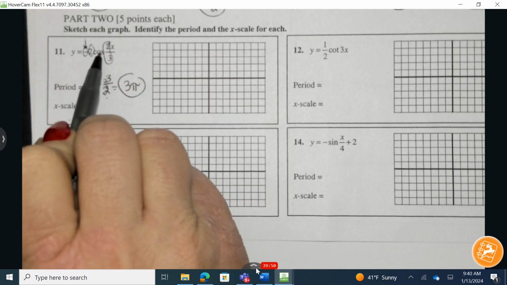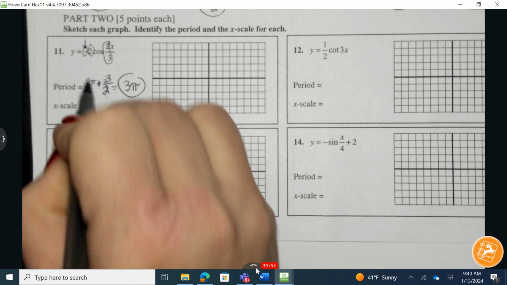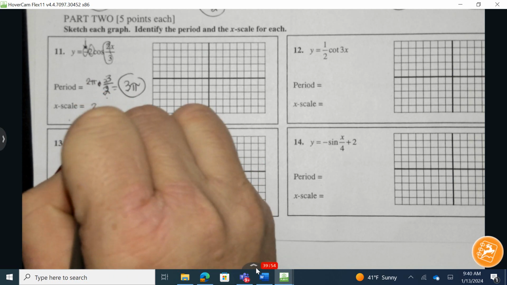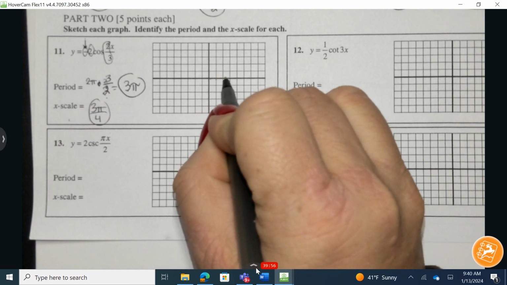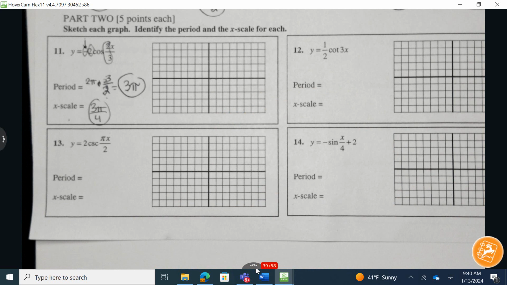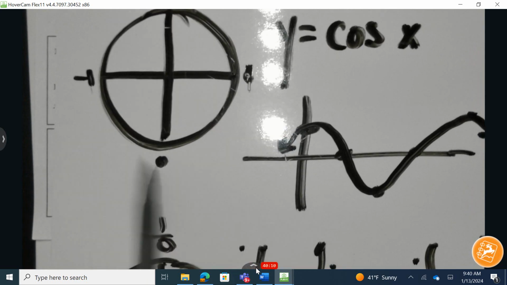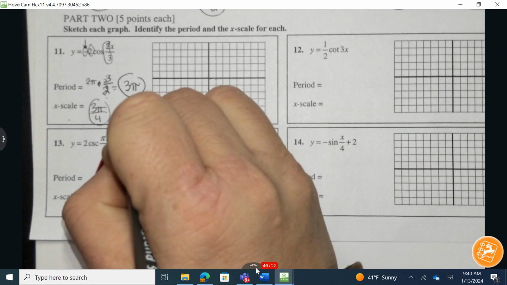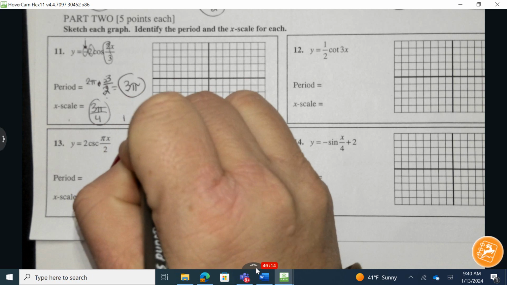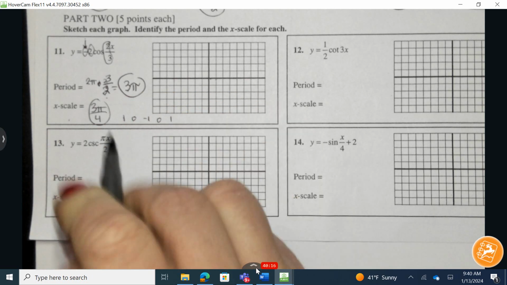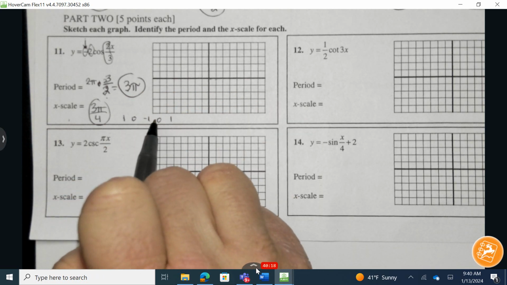Now, there's still going to be 4 steps, and so when I divide this by 4, I get 3 pi over 4. So each step along the horizontal axis is a distance of 3 pi over 4. Make sure you're connecting your dots so I can see this. So myself, I know that a normal cosine is 1, 0, negative 1, 0. I'm even going to write that down: 1, 0, negative 1, 0, back to 1. So this is step 1, 2, 3, and 4.